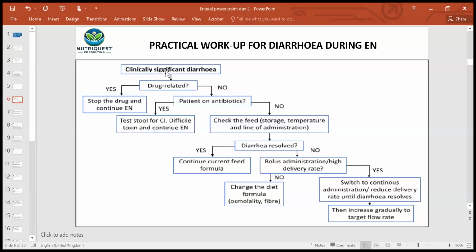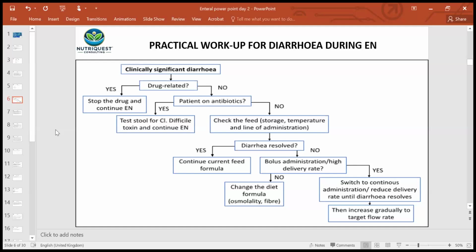So we have clinically significant diarrhea, meaning that you can see that this patient is having diarrhea. If there is drug-related diarrhea, so if it is yes, stop the drug and continue enteral nutrition. Many times patients become victims of starvation. When they experience diarrhea, you find doctors or other care providers stopping feeds rather than investigating whether it could be diarrhea secondary to a certain drug that this patient is taking. So it is important for us to do what? To investigate and look at the treatment sheet.